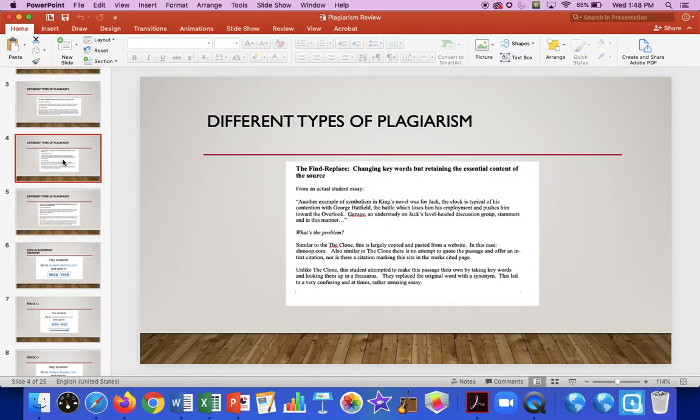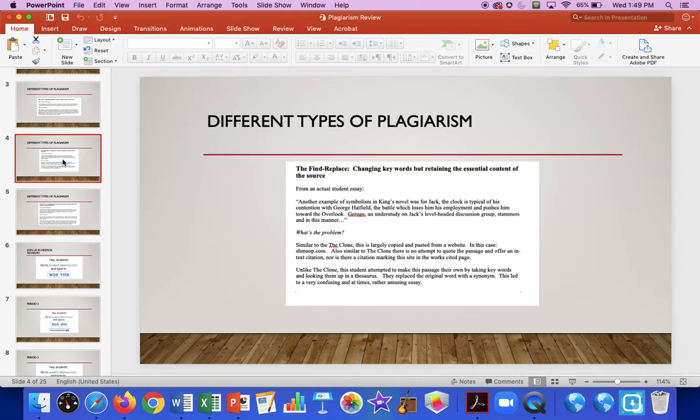The find and replace is pretty common. Changing keywords but retaining the essential content of the source. So here is an example from a student essay, again from a few years back. The student was writing about Stephen King. "Another example of symbolism in King's novel was for Jack. The clock is typical of his contention with George Hatfield, the battle which loses him his employment and pushes him towards the Overlook. George, an understudy on Jack's level-headed discussion group."